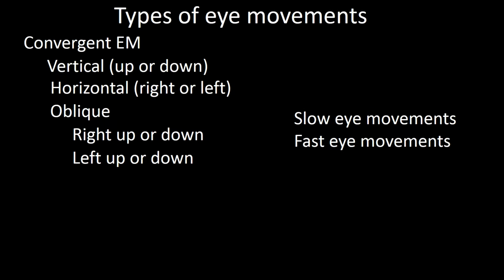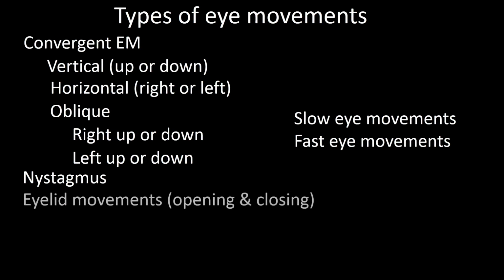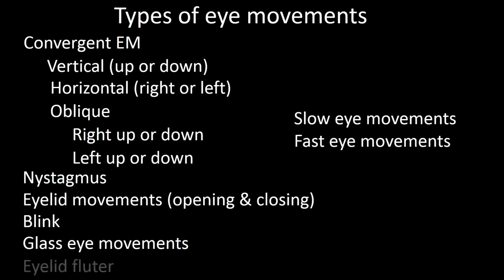But in addition to convergent eye movements, other types of eye movements produce EEG artifacts such as nystagmus, eyelid movements, blink, glass eye movements, and eyelid flutter.